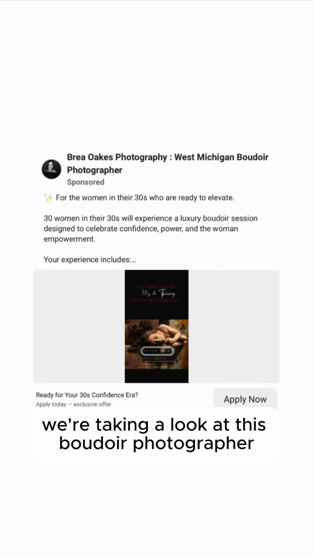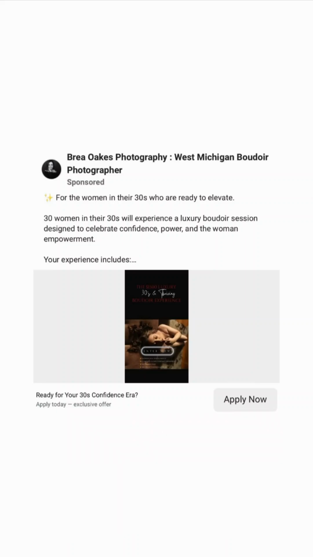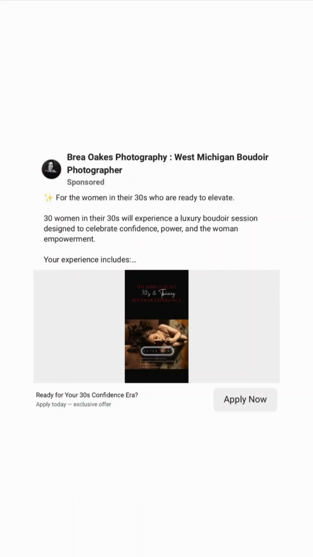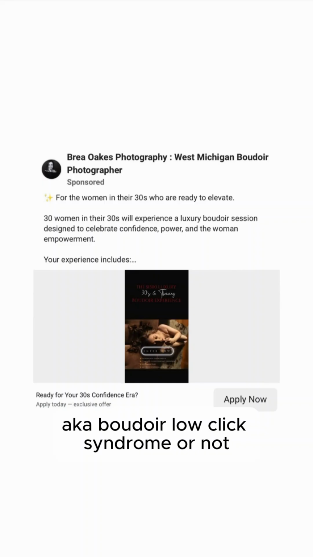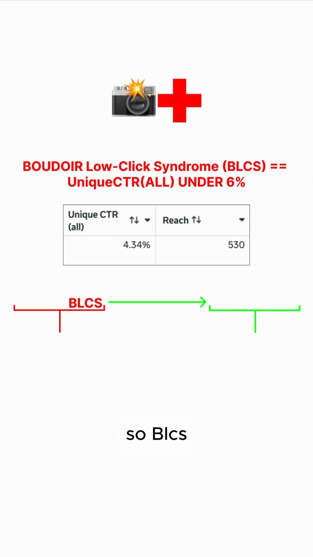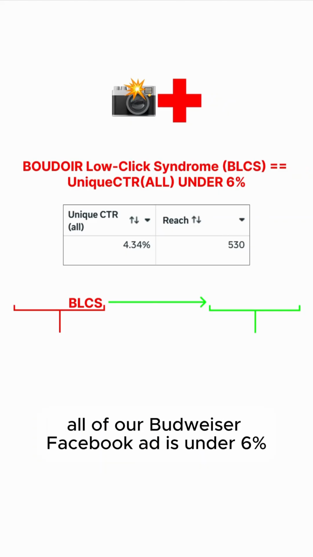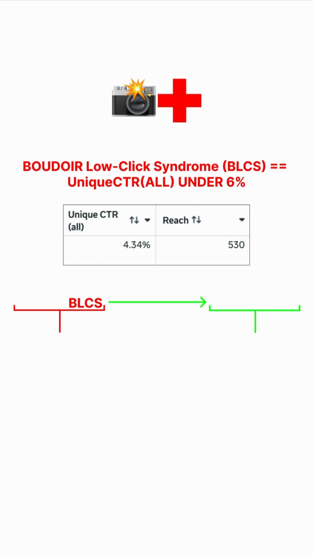All right, y'all, we're taking a look at this boudoir photographer, and we're going to diagnose if their boudoir Facebook ads have BLCS, aka boudoir low click syndrome, or not. So BLCS, boudoir low click syndrome, is when the unique CTR on our boudoir Facebook ad is under 6%.